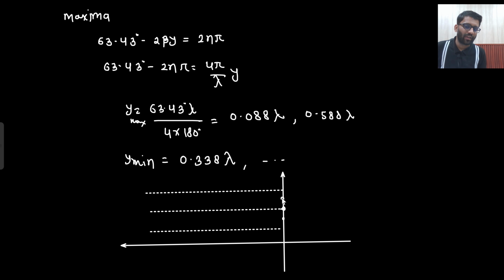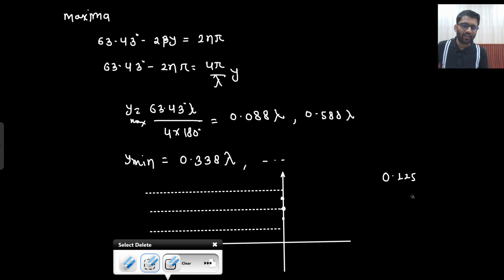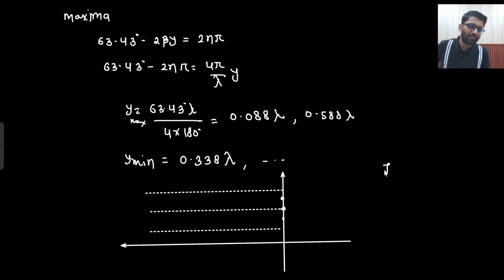And if it is starting from here, that means you need less than lambda by 8 distance to go to maxima. What is lambda by 8? What is the value of 1 by 8? 0.125. So I need less than lambda by 8 distance. My first maxima is occurring at less than lambda by 8 distance. That means I need to walk less than lambda by 8 distance to reach my maxima.